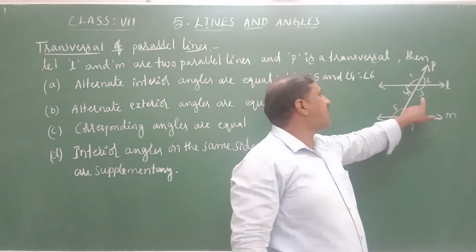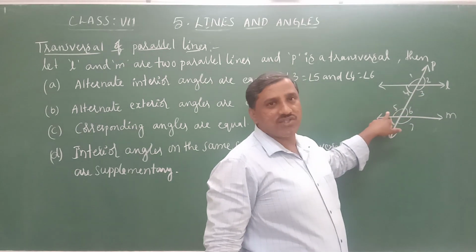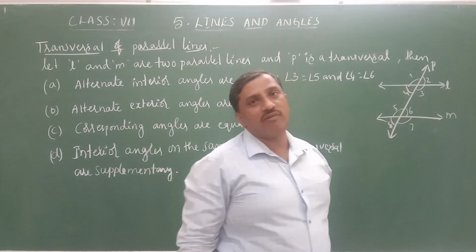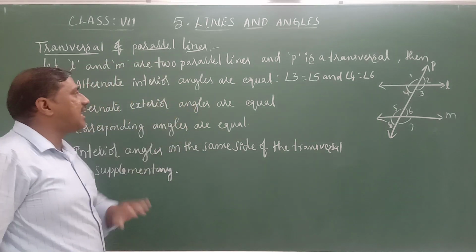It means that if angle 3 is 60 degrees, angle 5 is also 60 degrees. If angle 6 is 50 degrees, angle 4 will be 50 degrees. That is, alternate interior angles are equal.